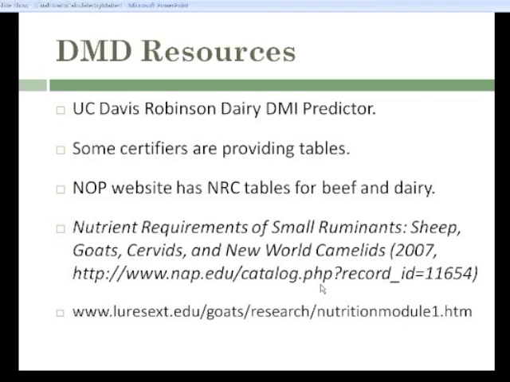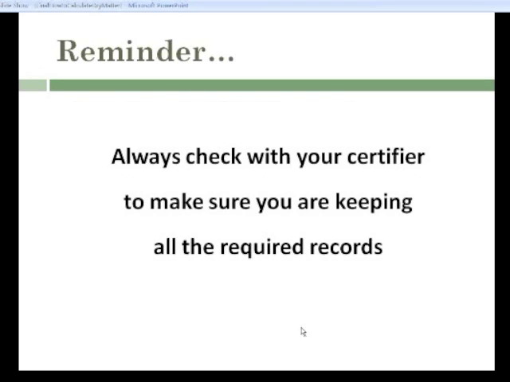For those of you looking for more information on dry matter demand tables, there's a table on the UC Davis website that does dairy dry matter intake. Some of the certifiers, as I mentioned, are providing dry matter demand tables. And then there are those tables on the National Organic Program website. For those of you with sheep or goats who are looking for dry matter demand tables, these next two links will give you some tables for those small ruminant animals.